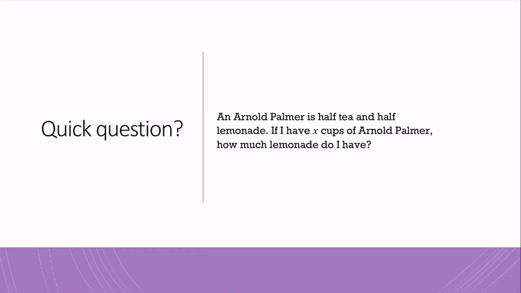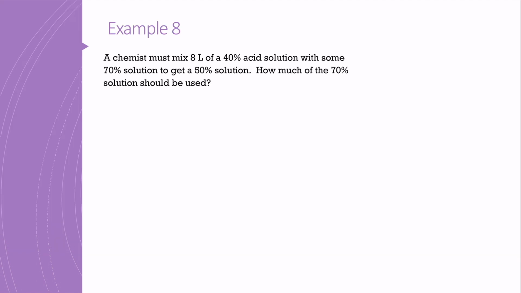So let's say I have an unknown amount of cups of Arnold Palmer. How much lemonade am I going to have? Well, since it's half lemonade, I'm going to have 0.5 times x. And you might be asking, okay, why is she talking about lemonade? Other than the fact that it's very hot on the day I'm recording this, we're going to see this in examples in chemistry, and I know a lot of you end up taking chemistry courses.